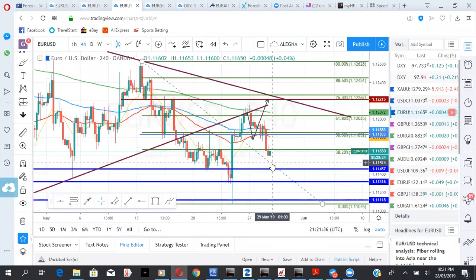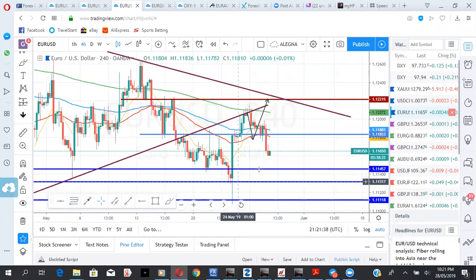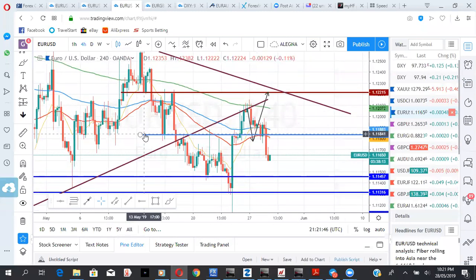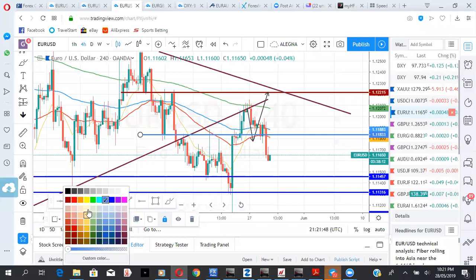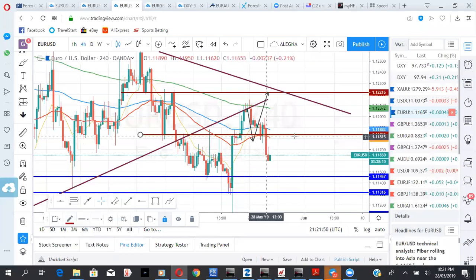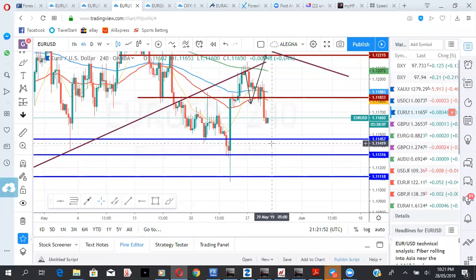Let me get rid of this. So as I said, it may drop and bounce. You can see it dropped and broke below. So this first level of support is going to become our resistance here. And these other levels are still in play. So now the scenario we have is something like this.